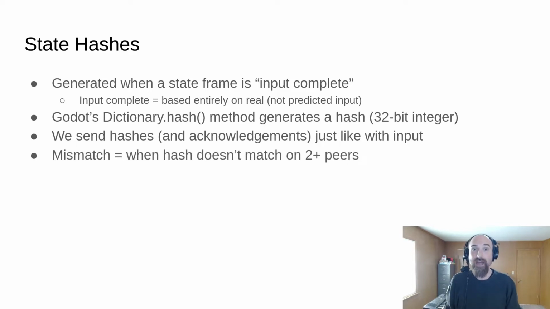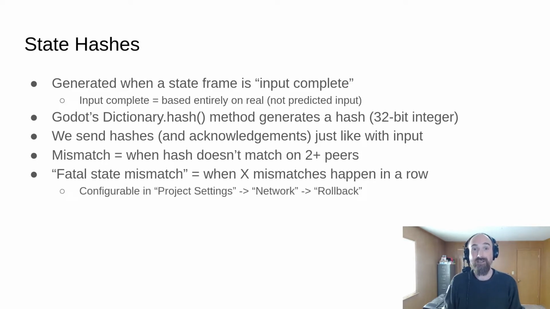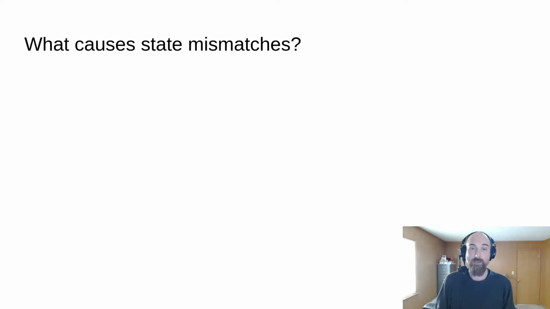When a client receives a hash from another peer that doesn't match the hash it calculated locally, we call that a state mismatch. If a certain number of mismatches happen in a row, this is a fatal state mismatch, and we kill the match. The exact number is configurable in project settings, so you can decide just how strict or lenient you want your game to be, keeping in mind that the most critical things to the outcome of the match, like the player health or the score, which are definitely being stored in state, will stay persistently out of sync every tick after they go out of sync, and only super minor things will fix themselves after a couple of ticks. So, what causes state mismatches?